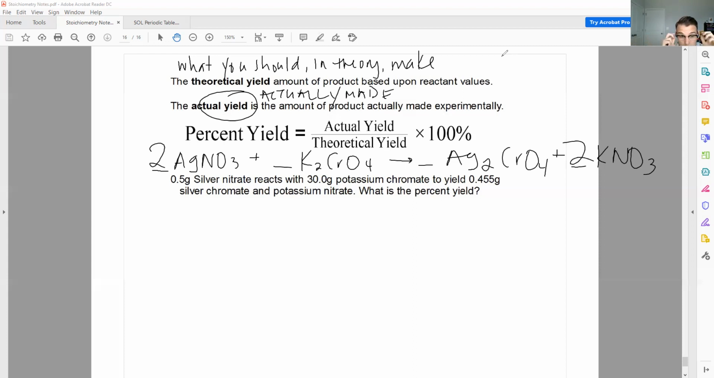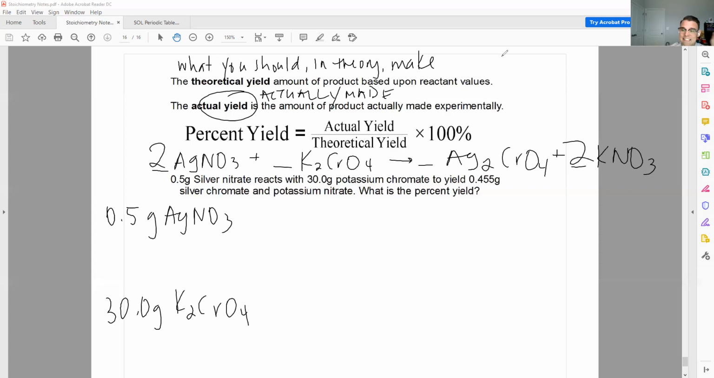So we have 0.5 grams of silver nitrate, and we have 30.0 grams of potassium chromate. We have to turn these into a product. Which product do I turn them into? I have two. I have silver chromate or I have potassium nitrate. Well, I'm going to go to silver chromate because I know the actual yield. So I need to determine the theoretical yield for that compound.